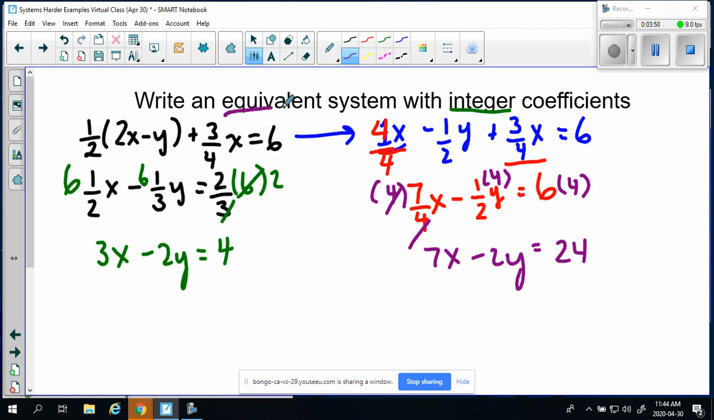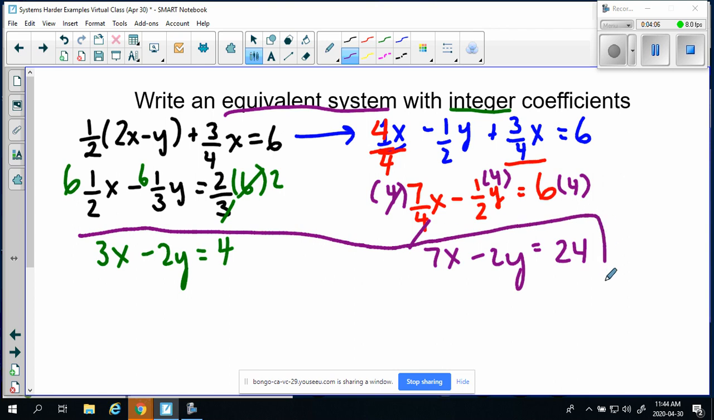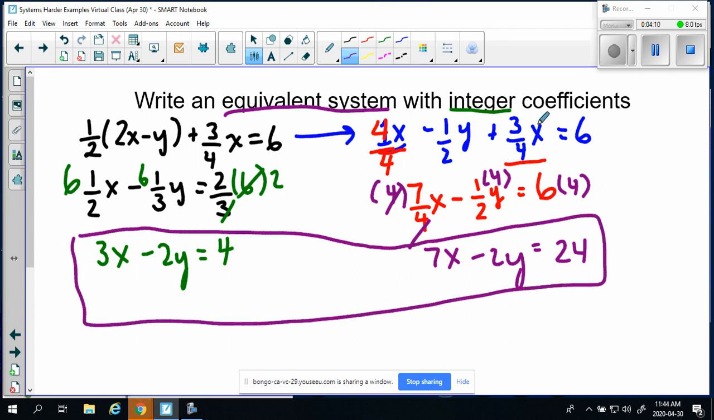So an equivalent system implies that there are 2 equations because there's 2 equations in a system. So your final answer for an equivalent system would be these 2 equations together. Not one of them, a system has 2 equations. And it didn't ask us to solve it, but the reason you would want to do this is so that it's much easier to solve, for example, by elimination.